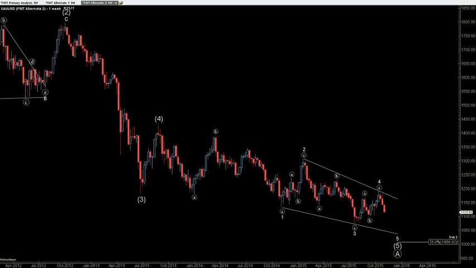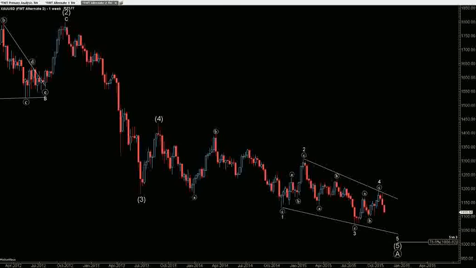So the first thing that we want to look at, we've said that this move must come down and make a new low beneath wave 3. So we have to come down below this swing low, really from the summertime. So that's the first thing that we need to see.